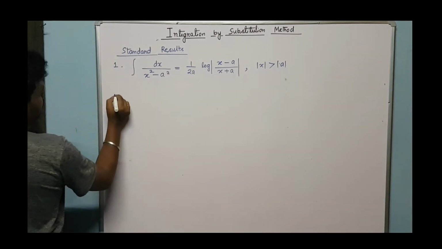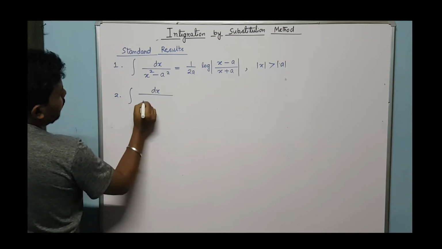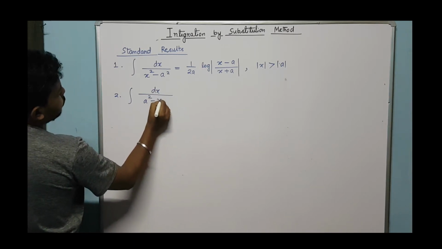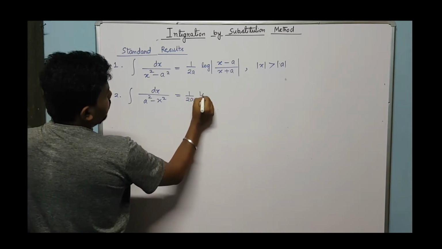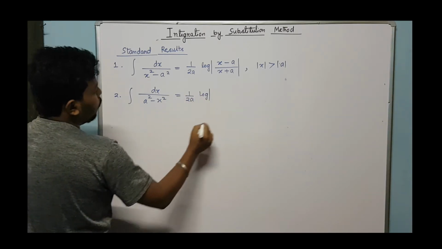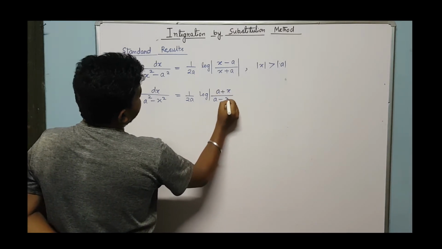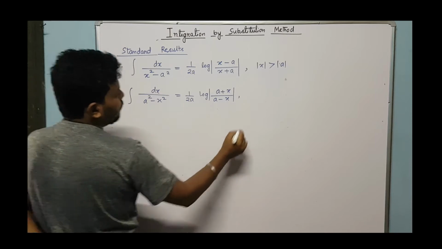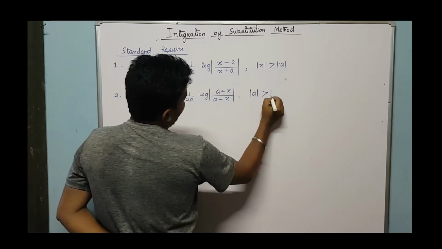Number 2, integral of dx by a square minus x square is equal to 1 by twice a log of mod of a plus x by a minus x, provided mod of a should be greater than mod of x.